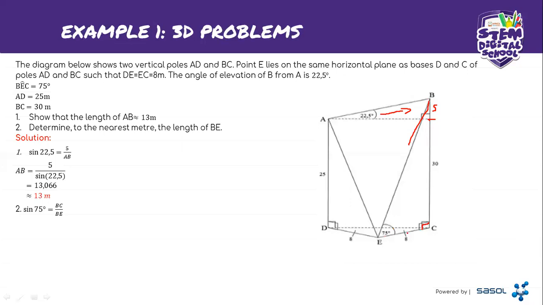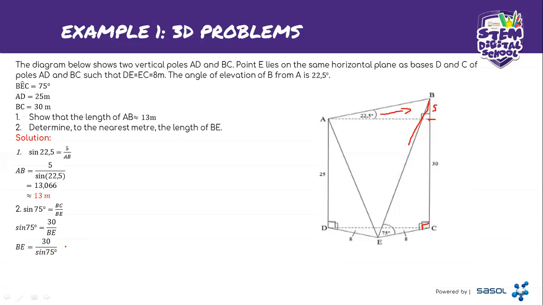Then we can now use the trig ratio. We're going to use the sine, because we have this angle there, and this side, which is 30, is opposite, and the longest side there is the hypotenuse. So we use the ratio of sine, and then we substitute. After this, we just cross multiply. Then we have BE equals 30 over sine 75 degrees.